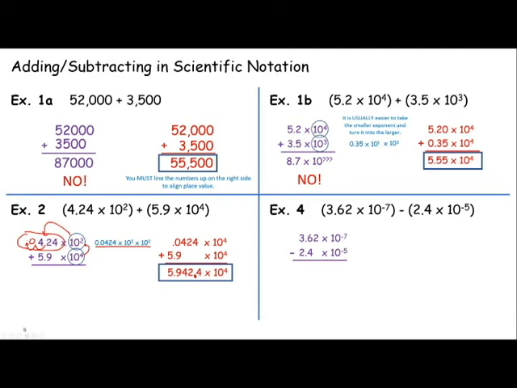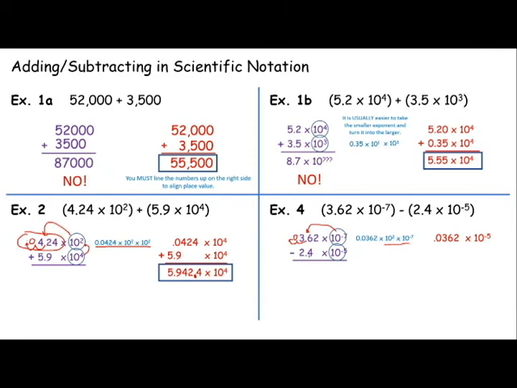Where do you think I can steal 2 10s from? You're absolutely right. I'm going to steal those 10s from over here to make those match. If I steal 1, it becomes 0.3. If I steal 2, it becomes 0.0362. Now, don't forget you still have this 10 to the -7 over here, and when I combine those, now I have 0.0362 times 10 to the -5.